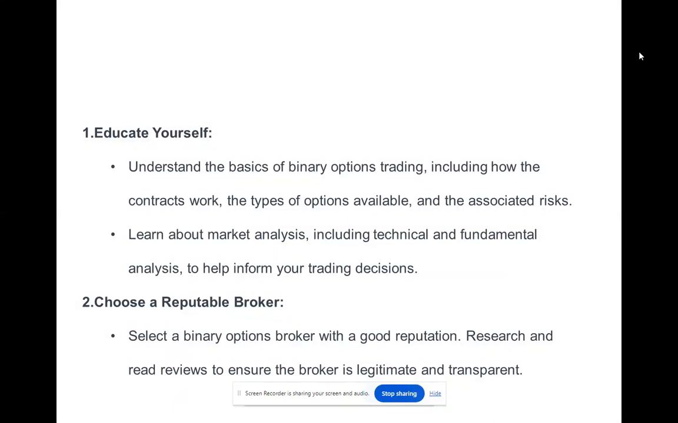There are so many binary option brokers, but the more reliable ones you can trade with are IQ Option, Pocket Option, Expert Option, and Olymp Trade. Any other broker, I have not done research on them. So these are the four brokers I'm using currently. So you must choose a reputable broker.